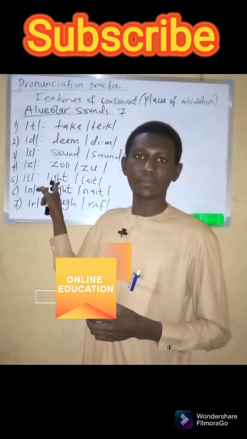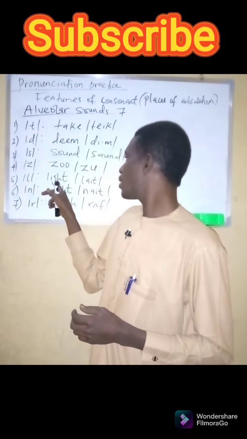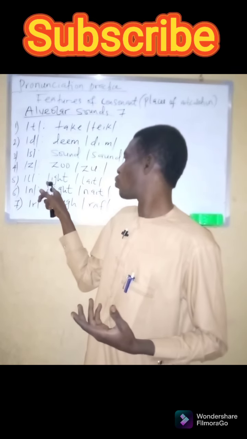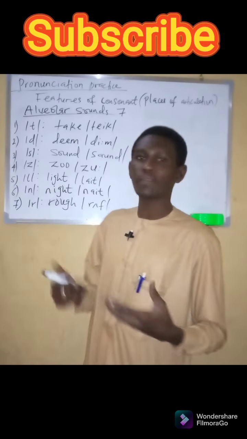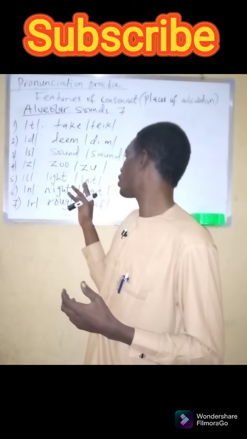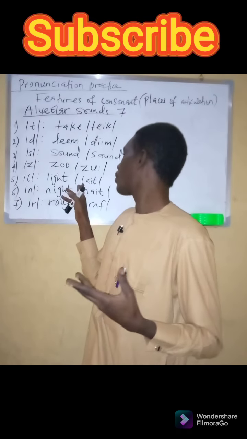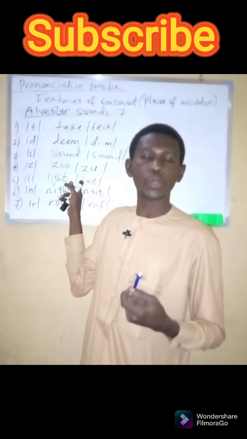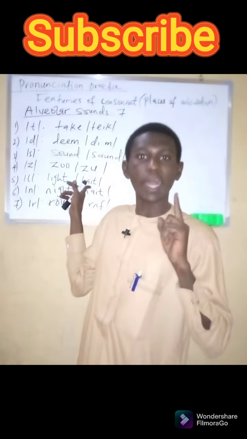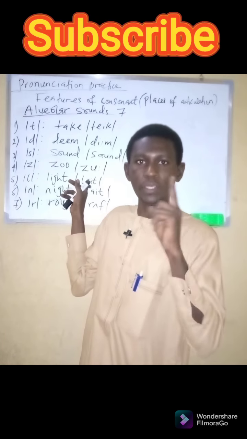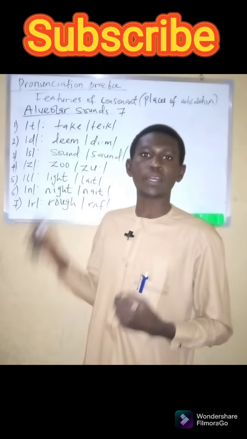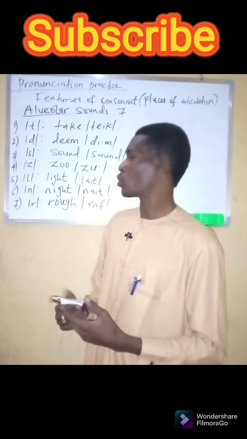Light. As you can see, it is spelled with so many letters, about 5 letters, but transcribed with just 3 sounds. We have the L sound, which is the sound in question, and we have the diphthong I, which is also considered as one sound because it is a diphthong. And then lastly, we have the sound T. So we have the transcription of the word light.